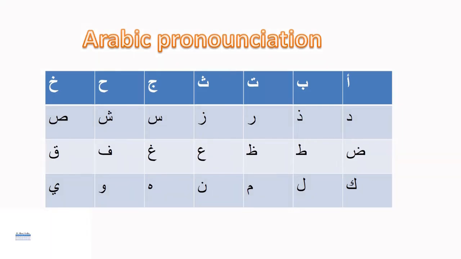Hello and welcome to the second lesson in the Arabic pronunciation. In this lesson, we'll talk about حرف الباء. So حرف الباء is very similar to the letter B in English. It is pronounced ba, and it looks like that.